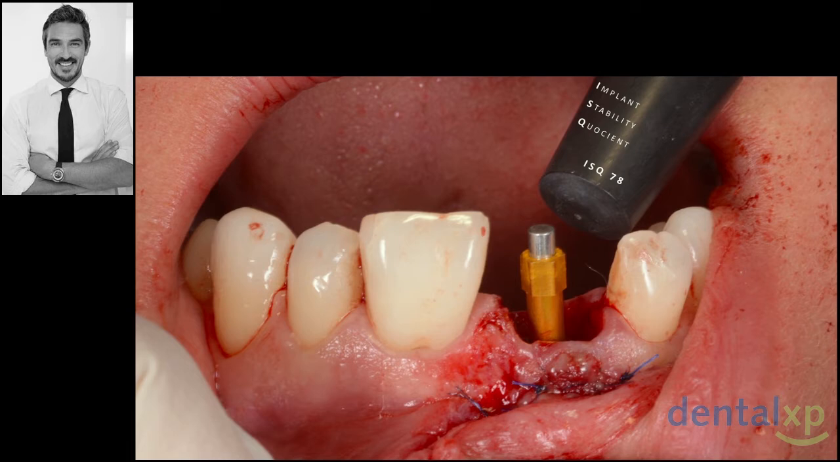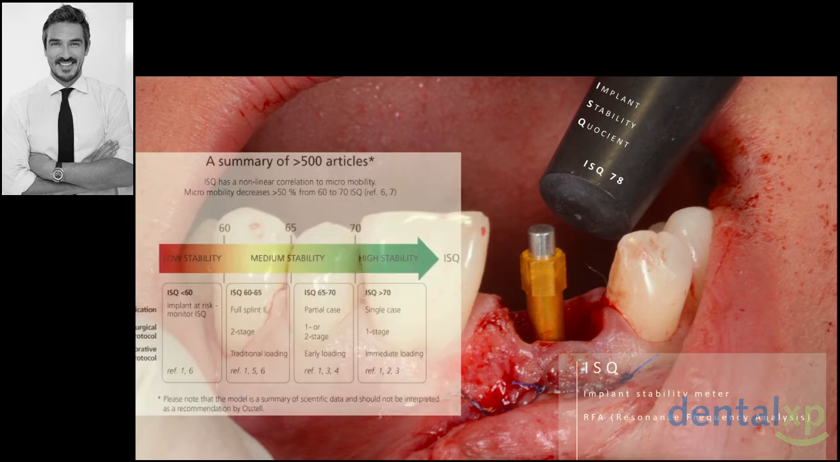And again, with the ISQ measurements with this system, there's a very easy guide that was done over tens of thousands of implants, that with this system, if you have over 70 ISQ, you can load these implants. And these tools are very, very important.